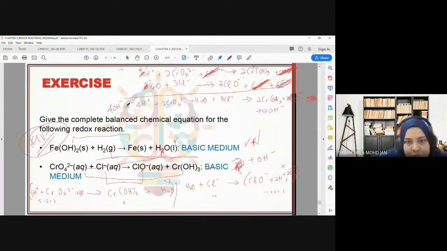So 4 OH negatif ni akan jadi 4 H2O. Okay. So ini akan jadi 4 H2O. So tengok belah sini. Ada tak H2O? Tak. Apa yang boleh buat? You tambah dengan H2O yang ada kat belah ni. So dia akan jadi the new equation. Jawapan akhir akan jadi. Saya padam.